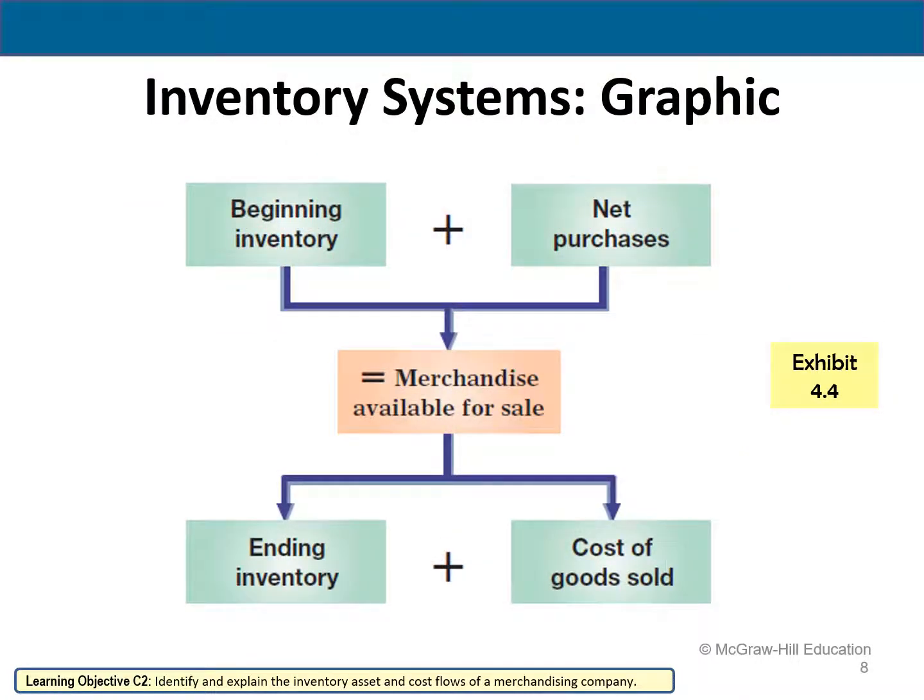So I think the best way to depict the idea of cost of goods sold is like this. So you have beginning inventory, you add your purchases to it, and that's what you call merchandise available for sale. And then that merchandise available for sale goes one of two places during the reporting period. It either is still sitting in your ending inventory or you've sold it, which is what we call cost of goods sold. Okay?